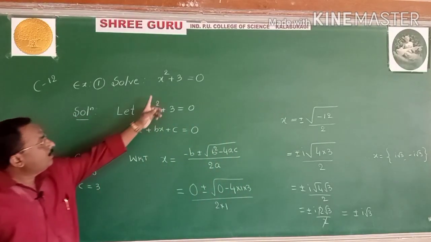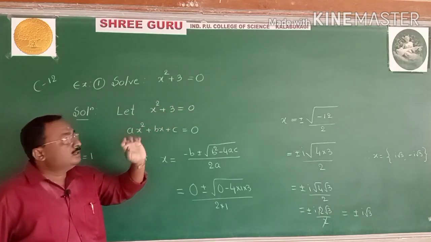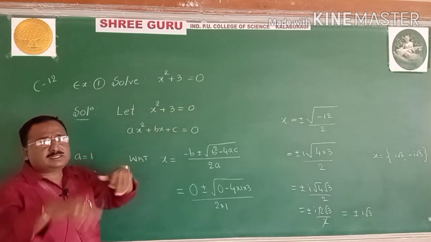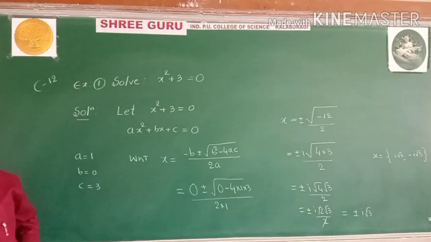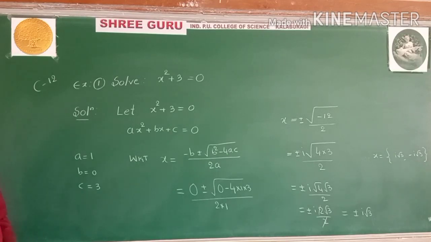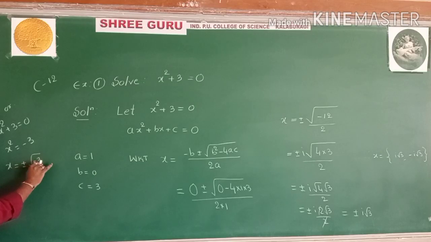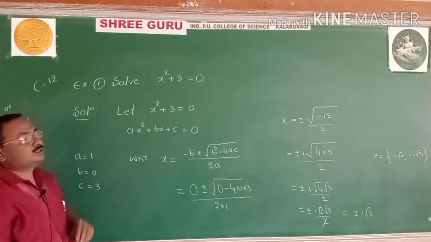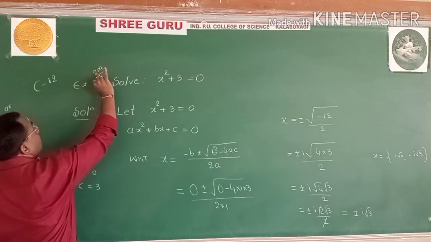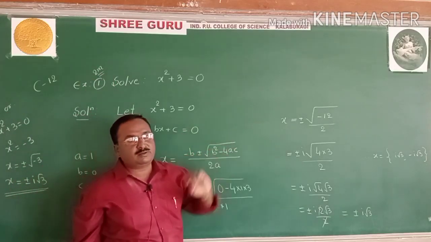Here, x square plus 3 is equal to 0. Another method is also there. X square plus 3 is equal to 0, or x square is equal to minus 3. X is equal to plus or minus root of minus 3. X is equal to plus or minus root, negative take outside. Another form: if suppose 2 marks, write the formula and substitute the values.